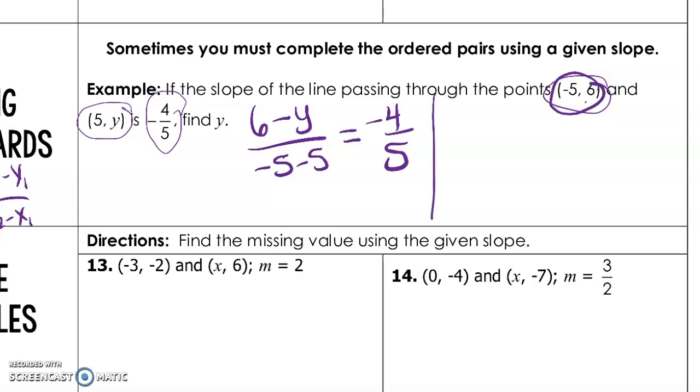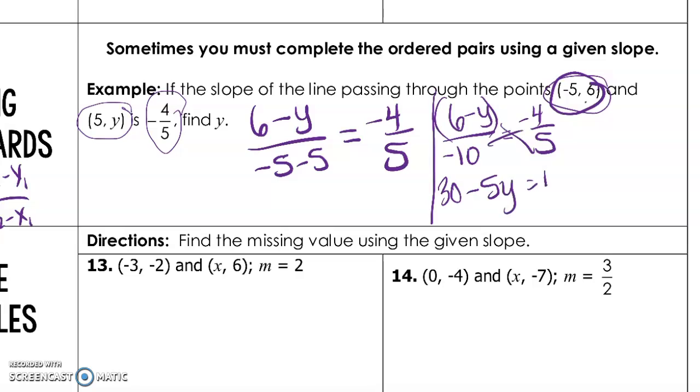So now I'm going to write this over here. We still have 6 minus y over negative 10 needs to equal negative 4/5. Some of you will kind of realize that this top number just needs to be 8 because 8 over 10 simplifies to 4 over 5. Okay. The official way to go about it is to use your cross multiplication to use your ratios or your proportions. So remember, you need to distribute when you do that. 30 minus 5y is equal to 40.